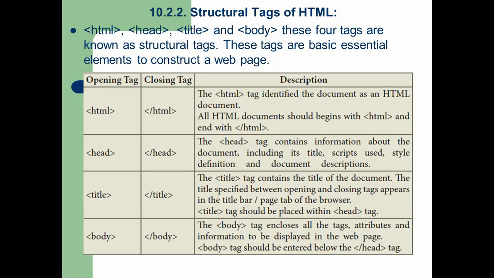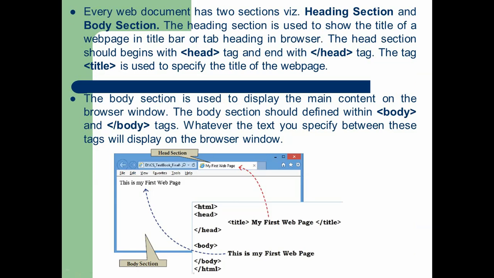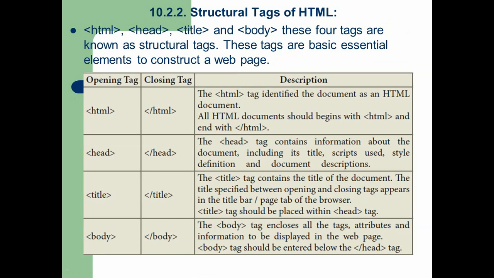Next one, the other structural tags of HTML. The HTML open and close tag identifies the document as HTML, and the document should begin with the HTML tag and end with the close HTML tag. In the same way, the head tag contains information about the document including its title, script used, style definition, document description, etc. The title tag contains the title of the document, specified between the open and close tag of the title tag.